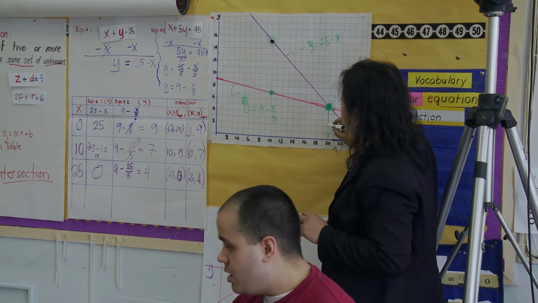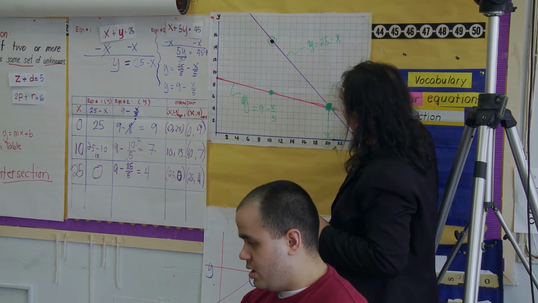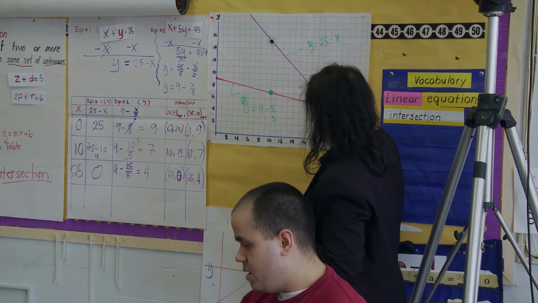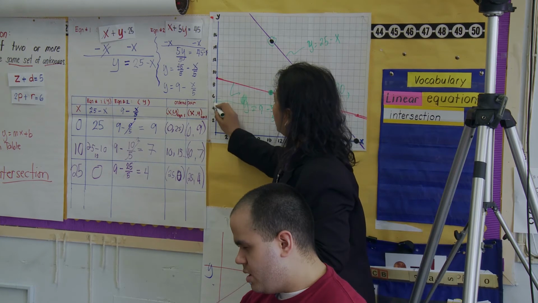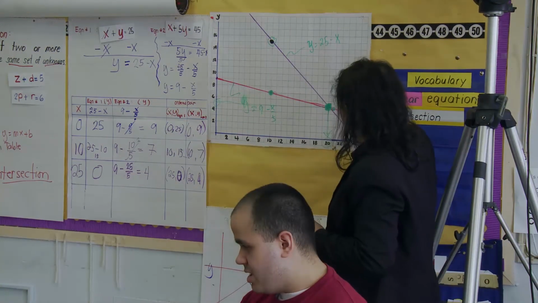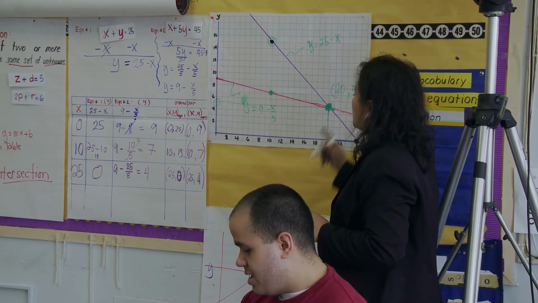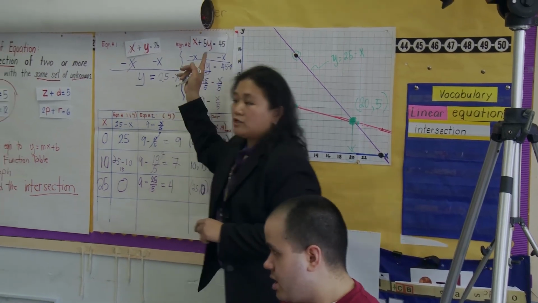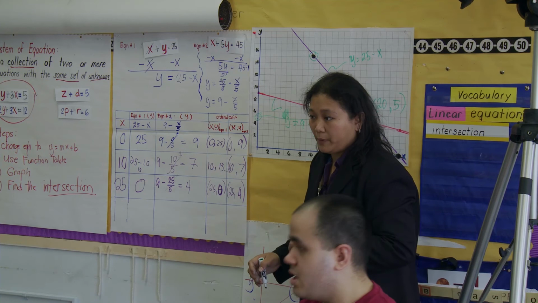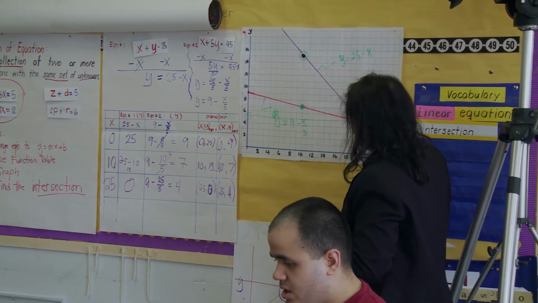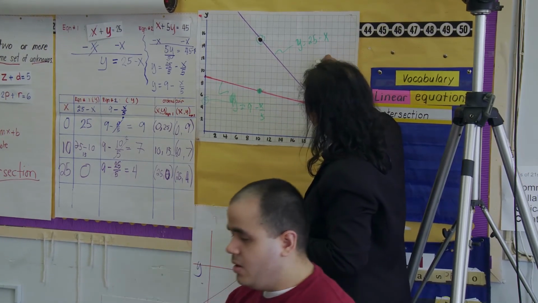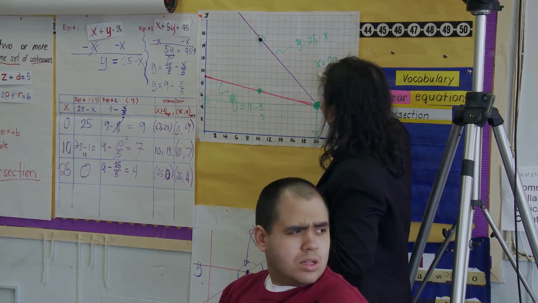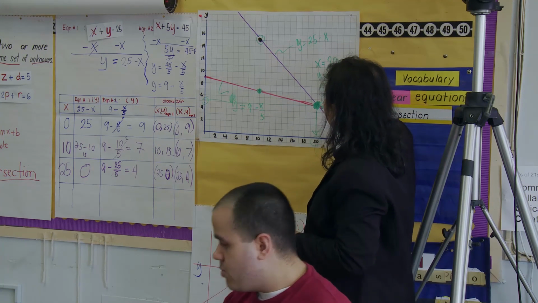And that value is what? What's the coordinate of that? 20 and 5. So this is now the solution of the two equations that we have. Alright, Alberto? Yes. So the x value is equal to 20 and the y value is 5.